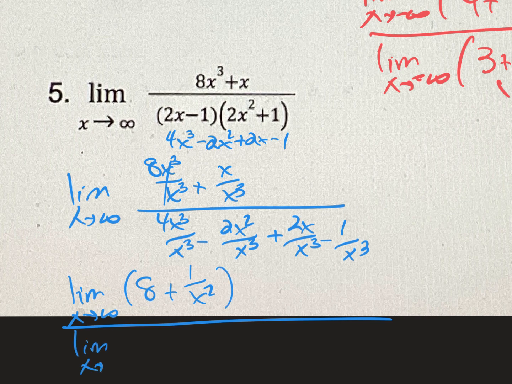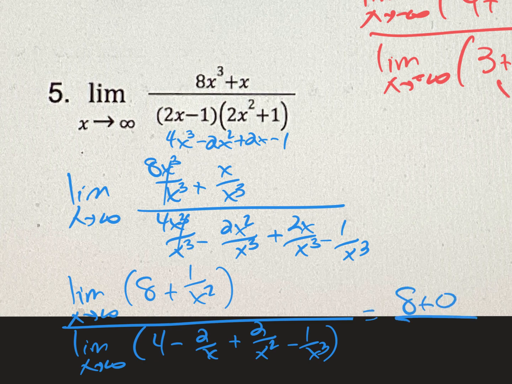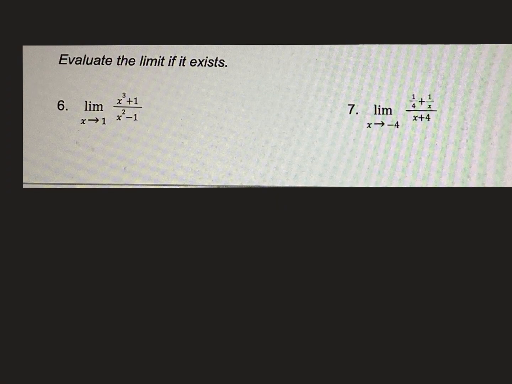In my denominator, the x cubes cancel and I get 4, then 2 over x, 2 over x squared, and 1 over x cubed. So, the hard part's over finally. And we can just go. It gives me 8 plus 0 in my numerator. Denominator 4 minus 0 plus 0 minus 0, which is 8 over 4, which is 2. There's your limit. Wow.